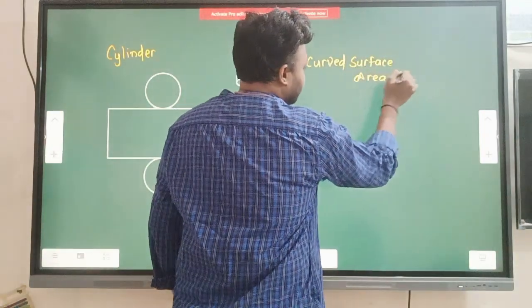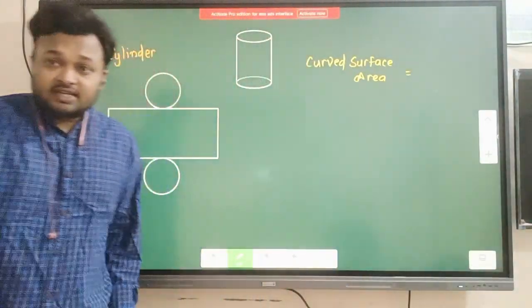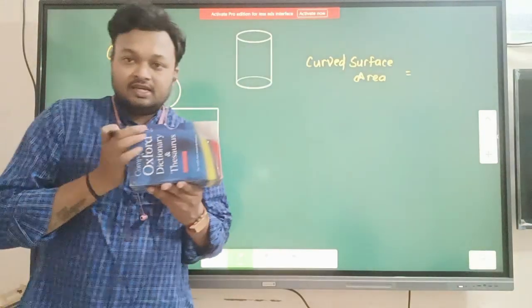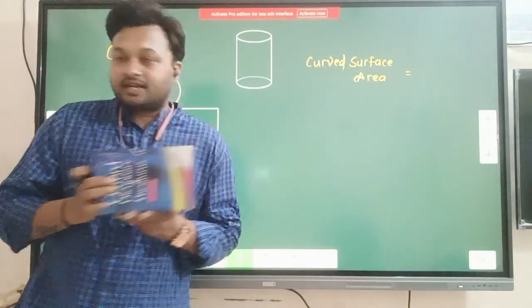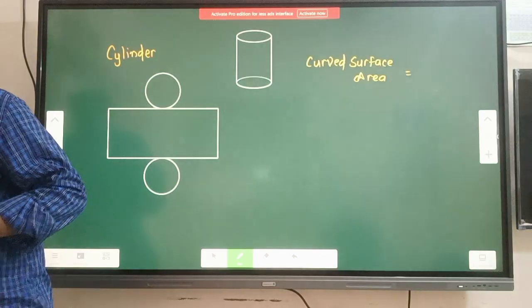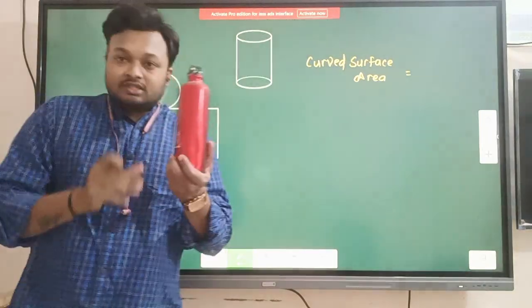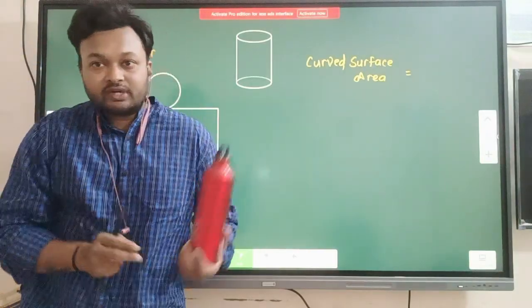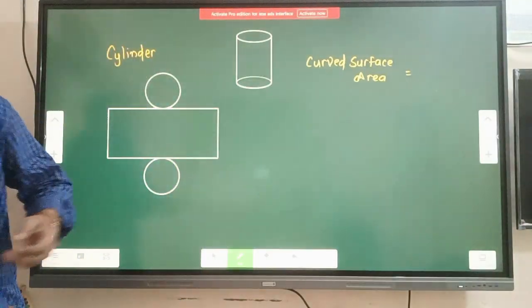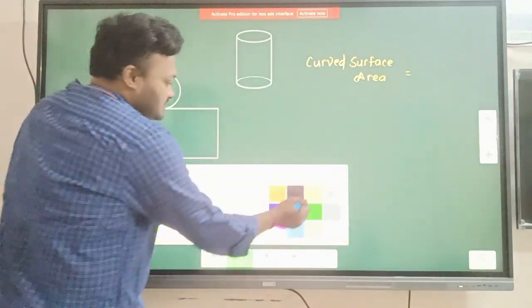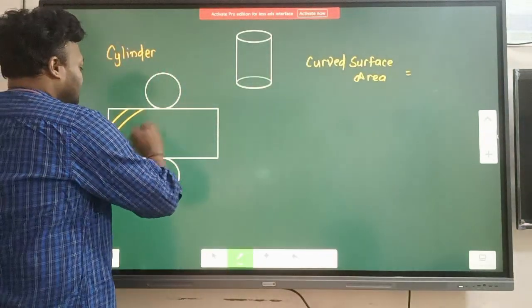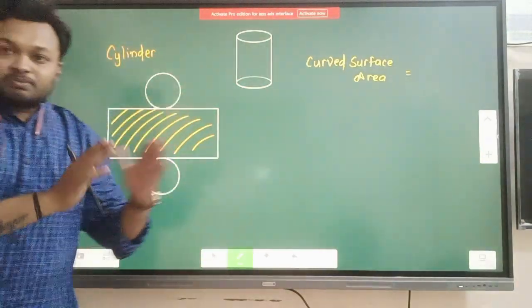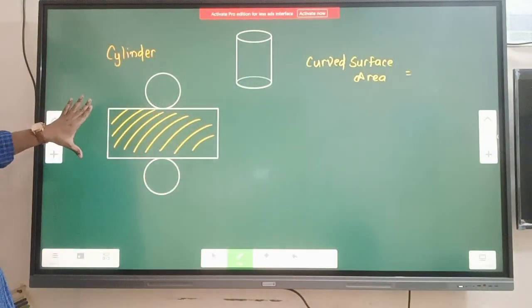Now sir, what is the difference between lateral surface area and curved surface area? Lateral surface area is for flat objects like these. These are flat objects, so it is lateral surface area. And what is curved surface area? Now this is a cylinder, but these surfaces are not flat. That is why we take curved surface area. So curved surface area will simply be this area, because we know that if we expand the cylinder, we get this area.